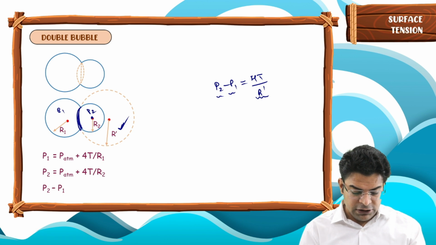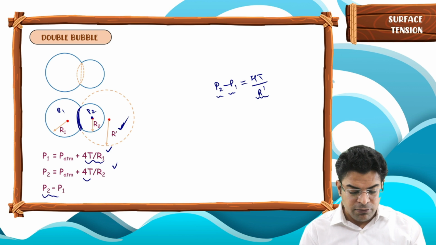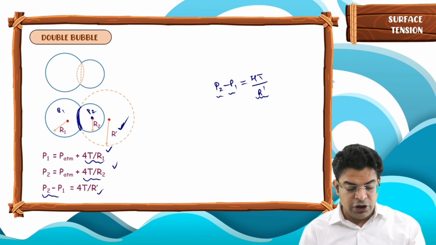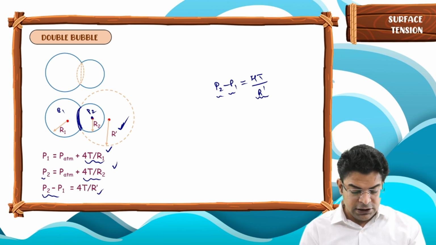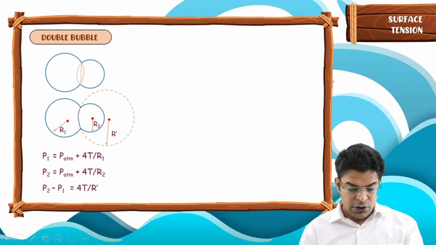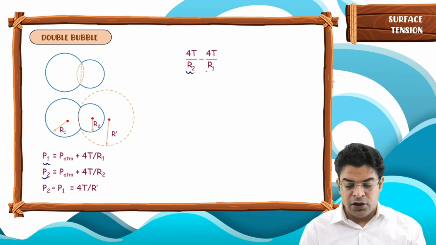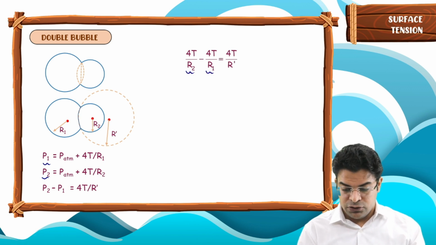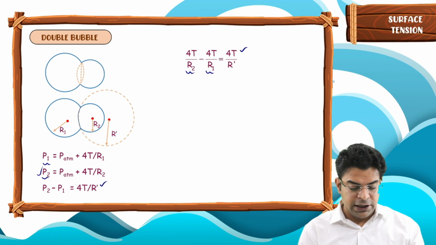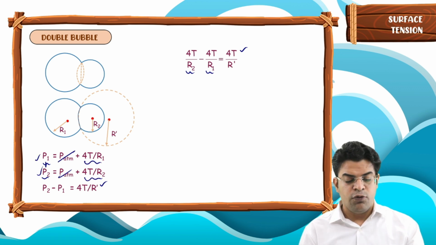So here you will say P2 minus P1 equals 4T by r1 minus 4T by r2, which equals 4T by r dash. Subtracting the two equations, P atm gets cancelled, and you get 4T by r2 minus 4T by r1 equals 4T by r dash.